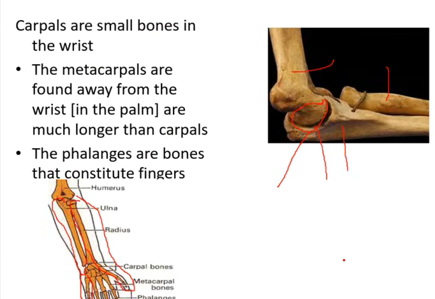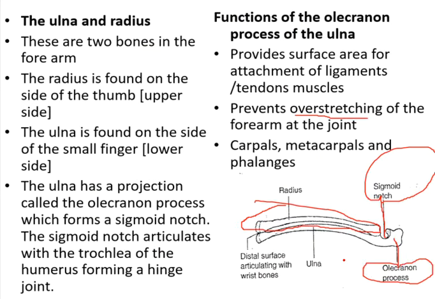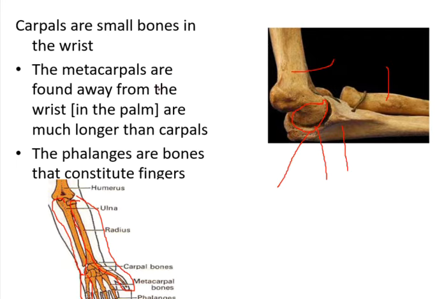Let's move to the carpals, metacarpals and phalanges. The carpals are small bones found on the wrist. You can see the carpals here. They are small bones found on the wrist. And the metacarpals are found away from the wrist, that is in the palm, and are much longer than the carpals. The phalanges are bones that constitute the fingers. As you can see here, we have the phalanges.